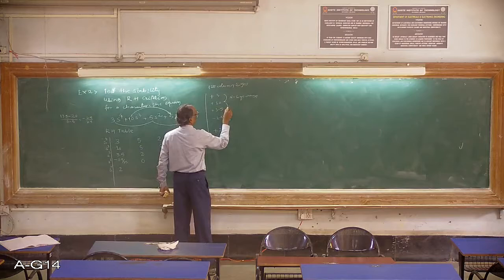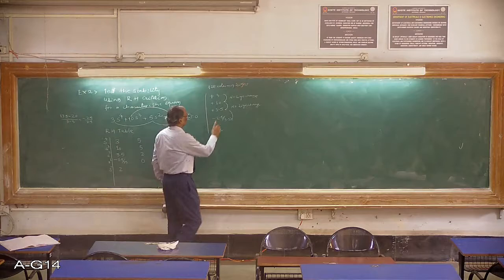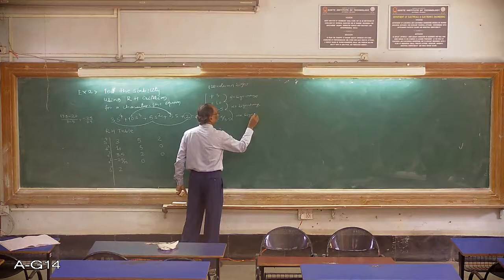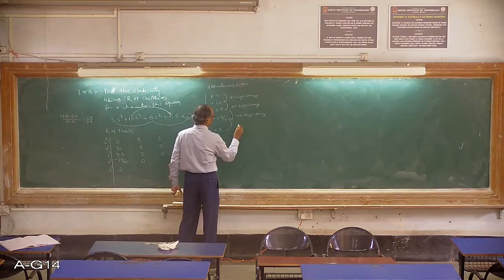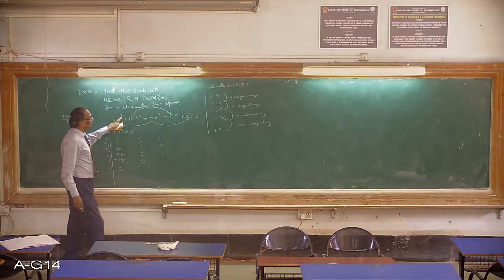From second to third, again there is no sign change. From third to fourth row, it's changing positive to negative, one sign change. From this to this, minus to plus, again there is one more sign change. So as you can observe, the order of the system is 4, and there are 2 sign changes.